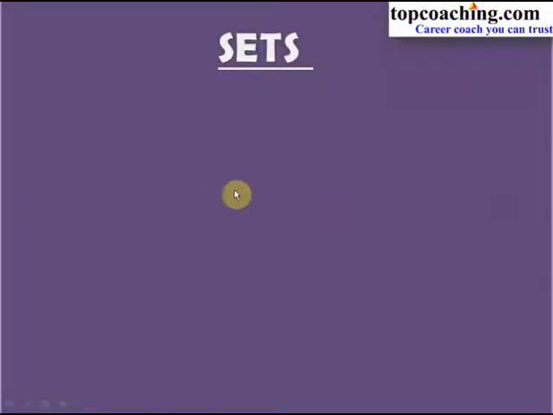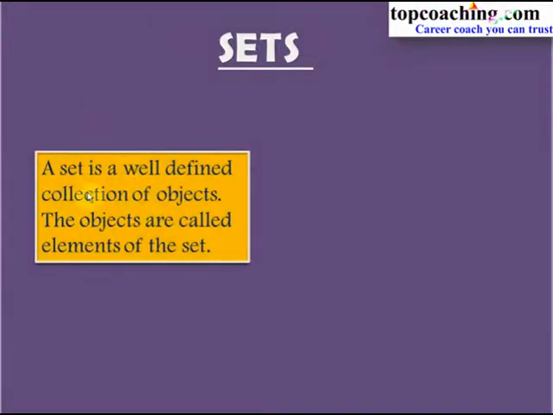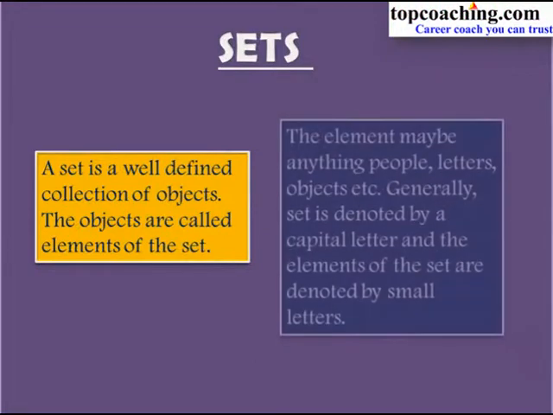So let us first define what we mean by the word sets. A set is a well-defined collection of objects. The objects are called the elements of a set. So what is a set? It is a well-defined collection of objects. So if we have a group of objects or a collection of objects, then we call it a set. And these objects are called the elements of this set.